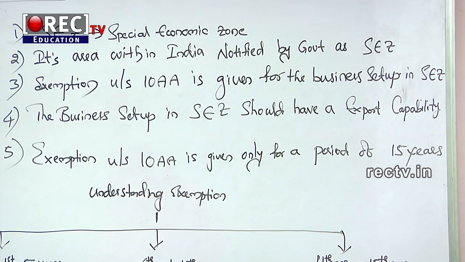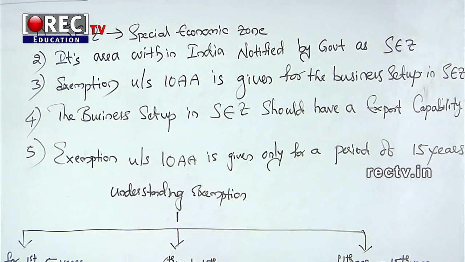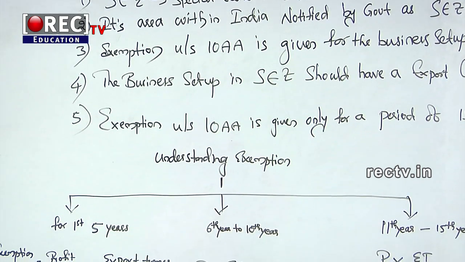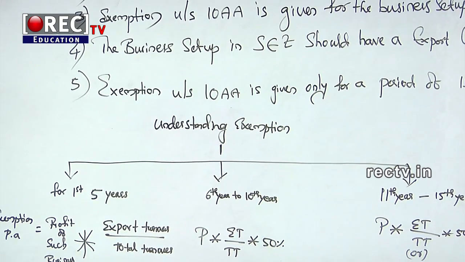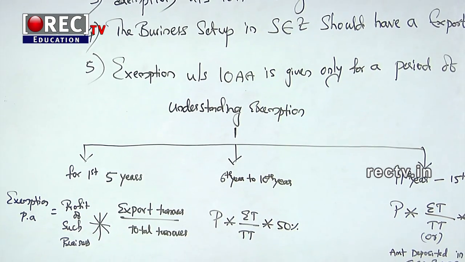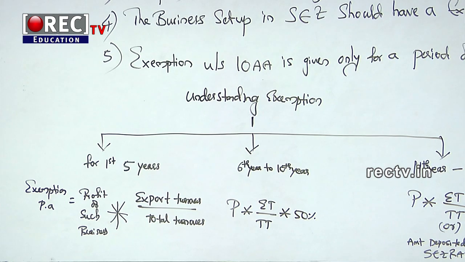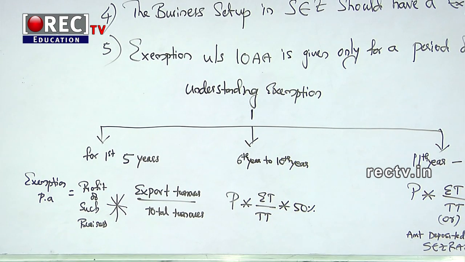The very purpose of setting up a business in SEZ is to bring foreign currency into India by exporting. Therefore, one should understand logically that exemption would be given under the Income Tax Act only in proportion to the export turnover. By seeing this, we can clearly understand that section 10AA is given only for the foreign currency we are bringing into India. That's why this exemption was given by the Income Tax Department. So this is mainly based on export turnover.